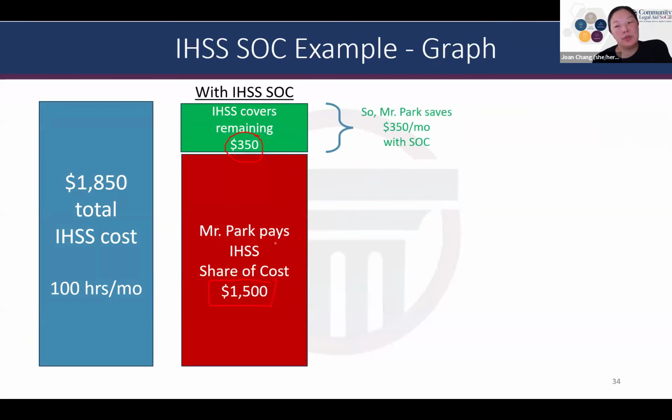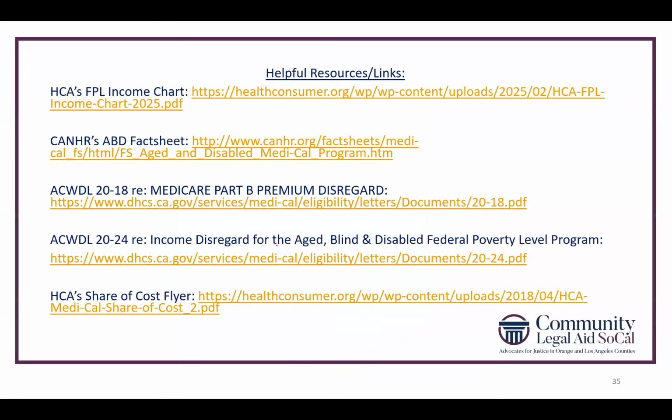There are other programs. We didn't cover it today, but there are other programs you may be eligible for if you are married, and there's something called spousal impoverishment. There may be a way to get rid of a share of cost depending on how much the spouses have. So give us a call and we'll see if there are other free Medi-Cal programs to avoid the share of cost. Okay, excellent. Thank you so much.